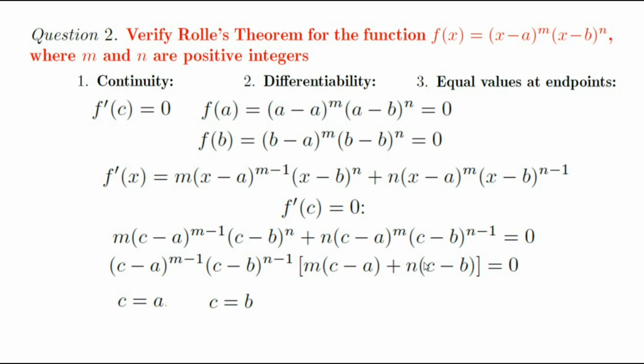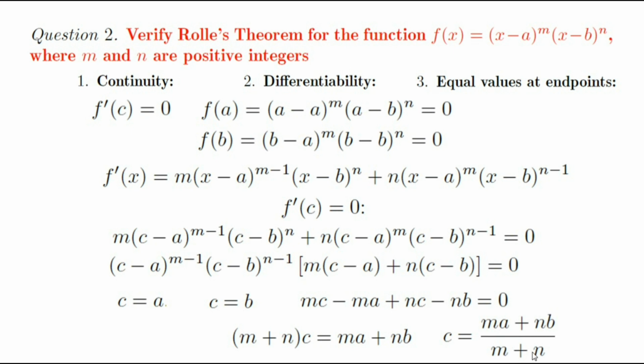Third one, we have a linear equation. m(c - a) + n(c - b) = 0. Then solve for c. We have mc - ma + nc - nb = 0. Let us take common c from the first and third terms. (m + n)c equals ma + nb. Here the second and fourth terms can be brought into the right hand side. Therefore, c equals (ma + nb)/(m + n).